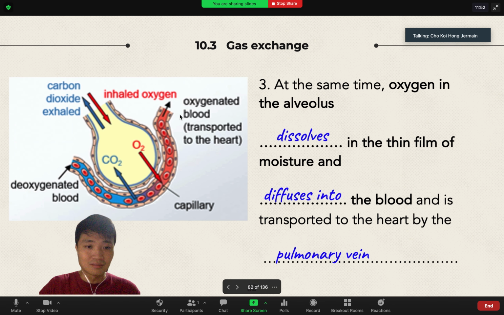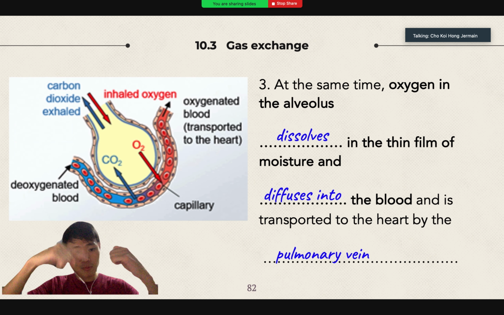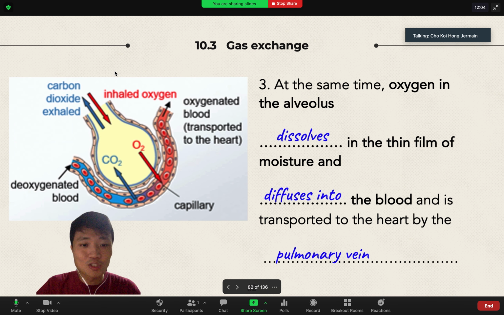So from the capillary, you will go where? You will go into a venule, pulmonary venule, then go pulmonary vein. So this is where the two systems interact, between your respiratory system and your circulatory system. Got it? So now we go back to transport in men already.